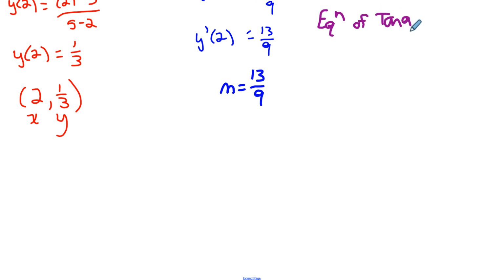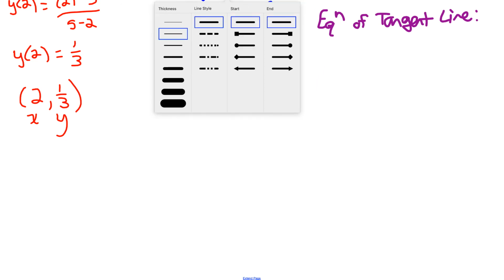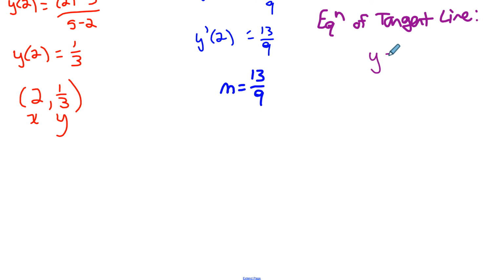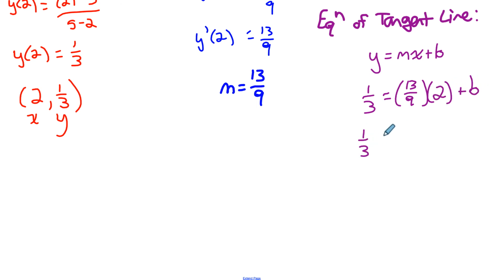So these questions are always in three parts. Equation of tangent line. The equation is always going to be in the format y equals mx plus b. Sub in the y value of the point, sub in the slope, sub in the x value of the point, and solve for b. So we have 1/3 equals 26 over 9 plus b. Isolate for b, and we'll leave our answer as a fraction.